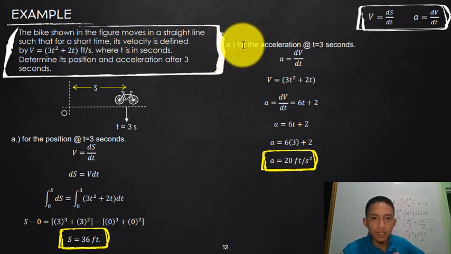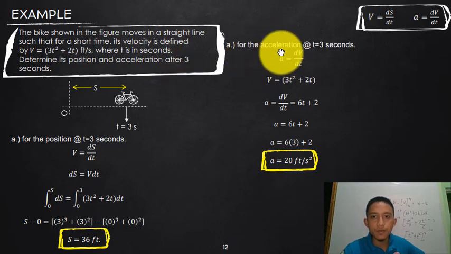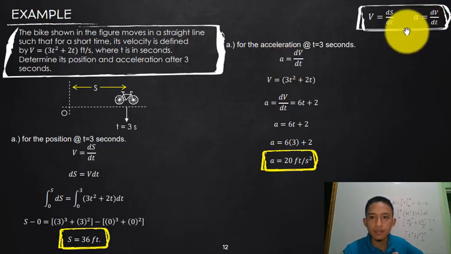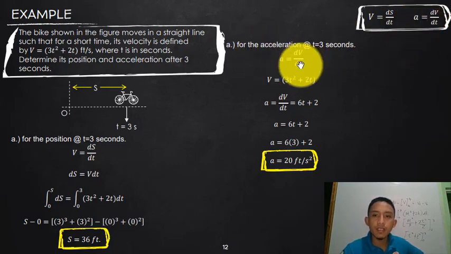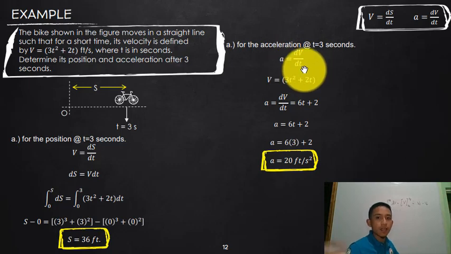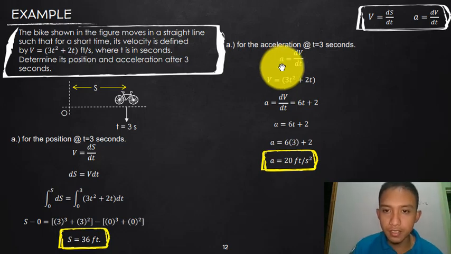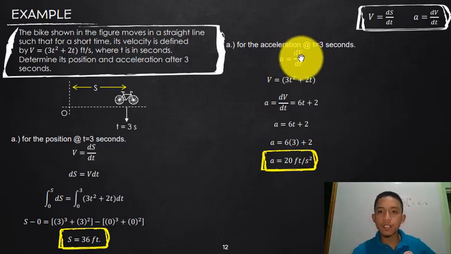For the second part, let's solve the acceleration after 3 seconds. So we will solve acceleration, and maybe I need this equation, a = dv/dt. Acceleration is just the derivative, isn't it? So I do not need to show that here. Acceleration is just the derivative of your v with respect to time.